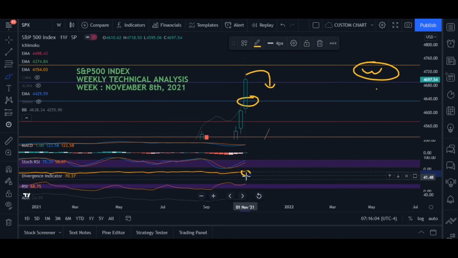Then momentum. Momentum is building up, and momentum is in favor of bulls. So all of these technical indicators on the weekly chart are supporting the bull trend. On the weekly chart it's a bull trend, but there is a problem with this bull trend that I have told you. Now let's move on to the daily chart and see what is exactly going to happen.